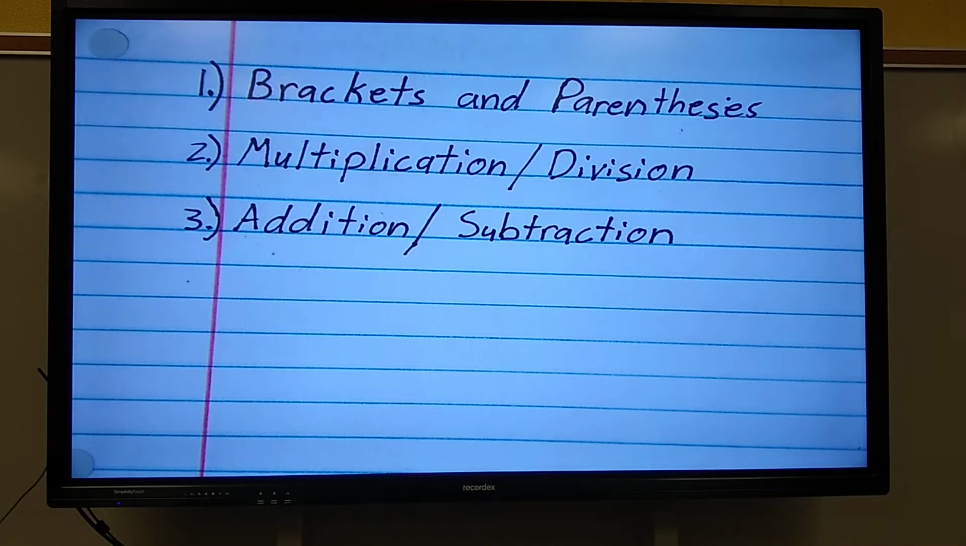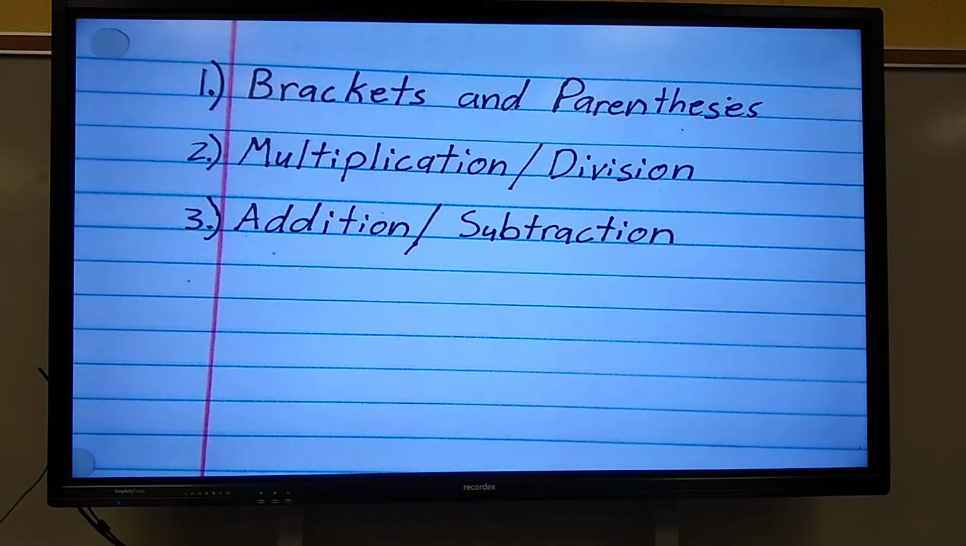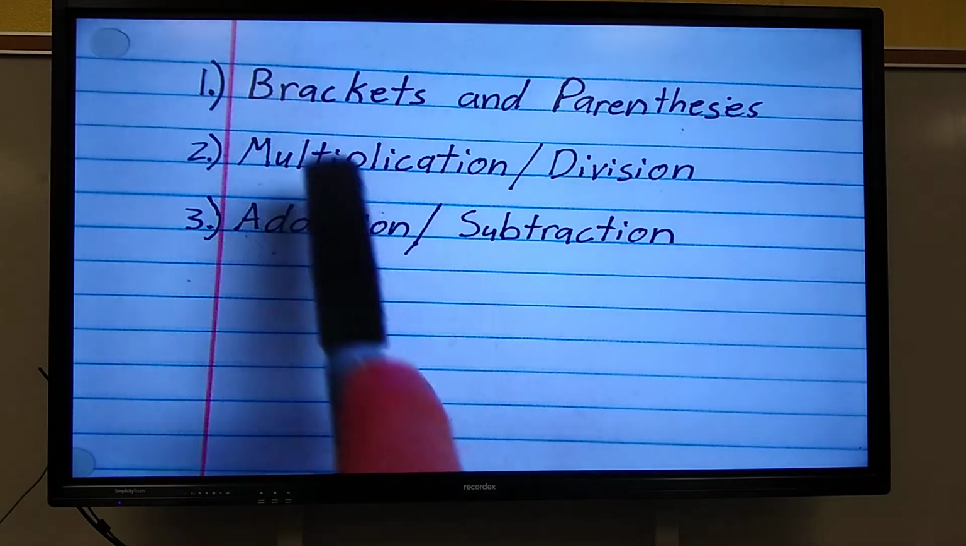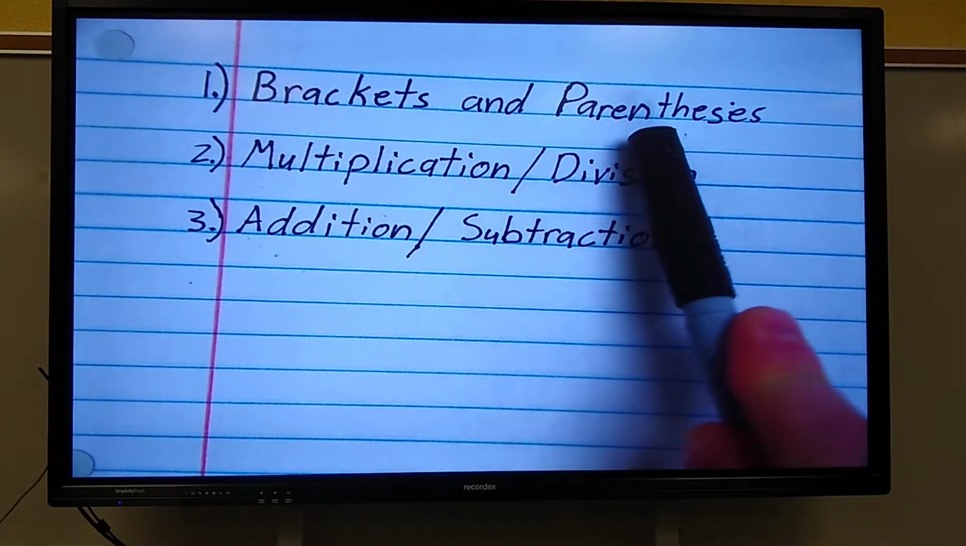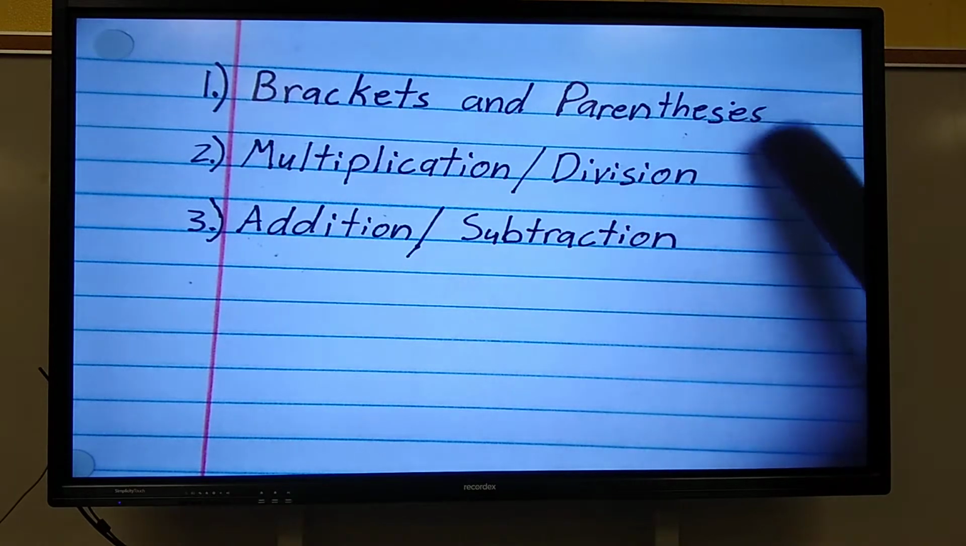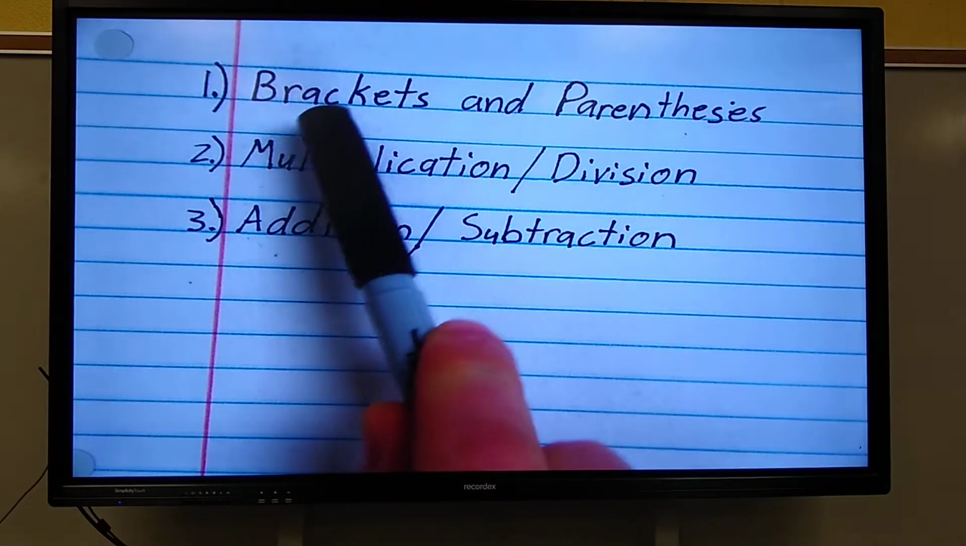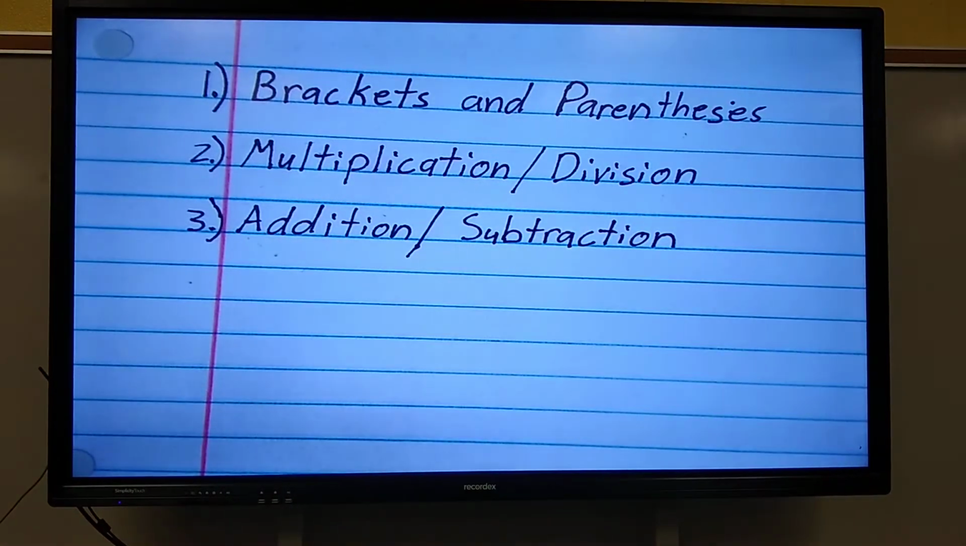All right, little fifth graders, it is time to continue on practicing order of operations. Now listen, step number 1, brackets and parentheses. Do all the things that are in brackets. Do all the things that are in parentheses. Make sure you're following these steps inside the brackets and parentheses.